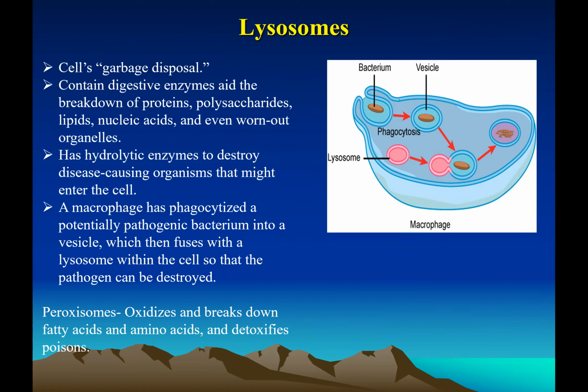So what does it have? The lysosome is filled with harsh digestive enzymes that can break down proteins, sugars, lipids, nucleic acids, or even old organelles. So here's a picture of a bacterium that's invaded a white blood cell. So the bacteria has entered the cell. What lysosomes will do is fuse with it and digest that bacteria. So this is phagocytosis that's happening in our cell.